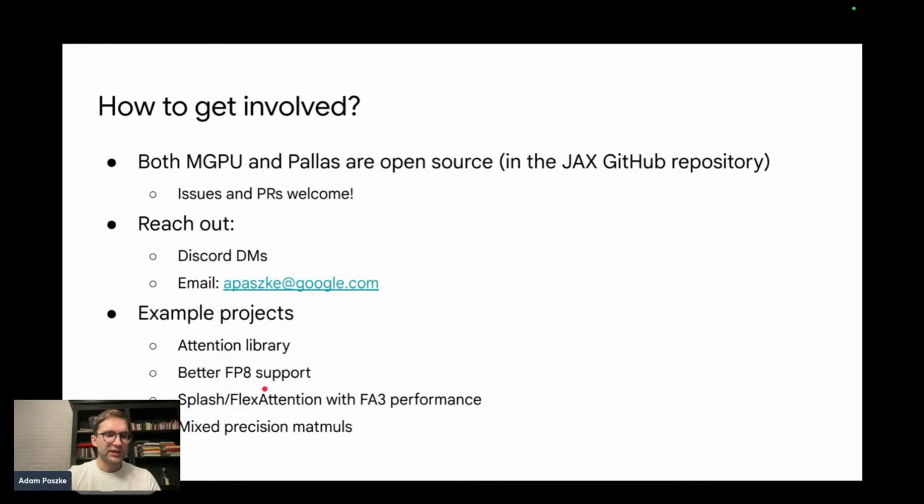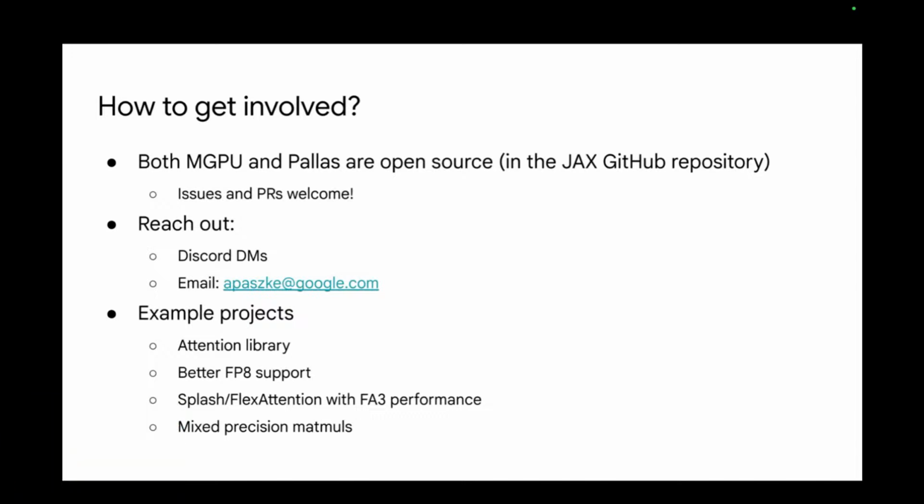Another thing, better FP8 support. I have not really played much with FP8 or lower formats. It would be nice to support them. This should be hopefully more incremental. Another one, I think it would be really cool to try out implementing Splash Attention from JAX or Flex Attention from PyTorch, but actually give it Flash Attention 3 performance. You could turn Mosaic GPU into a template for this configurable attention and generate really good attention kernels from this. And then finally, something I want to explore are mixed precision matmuls.